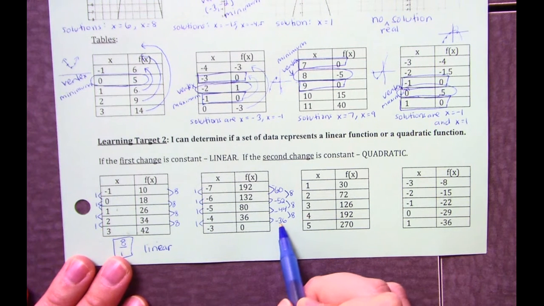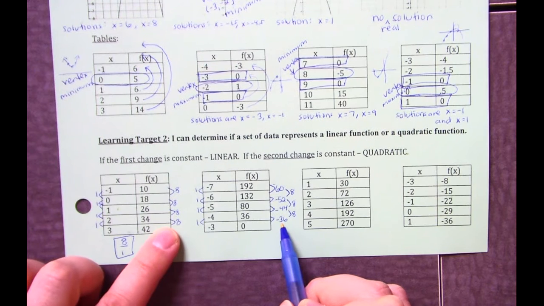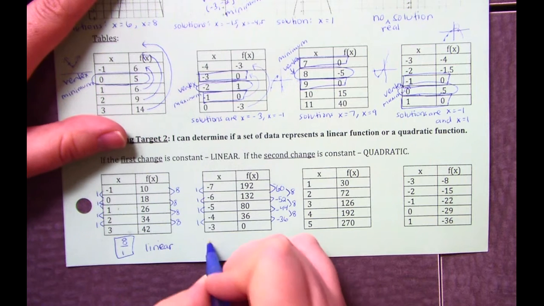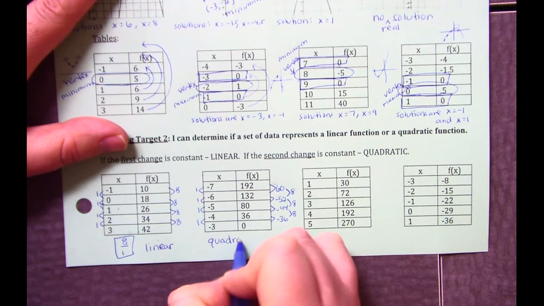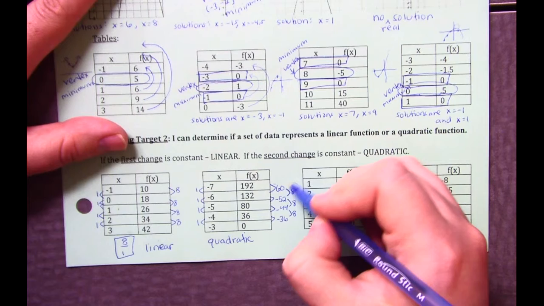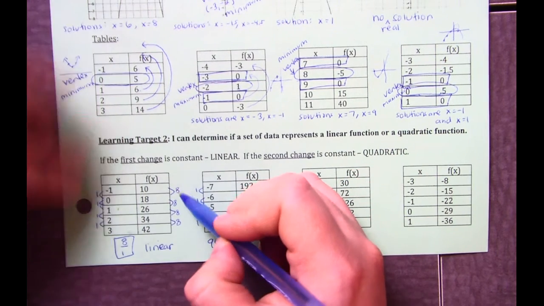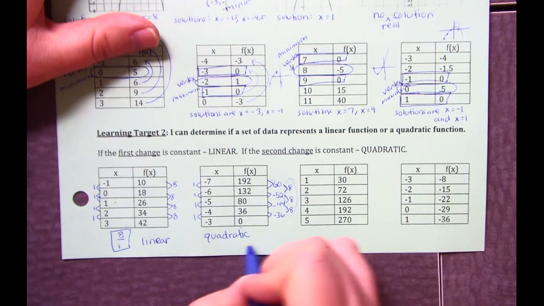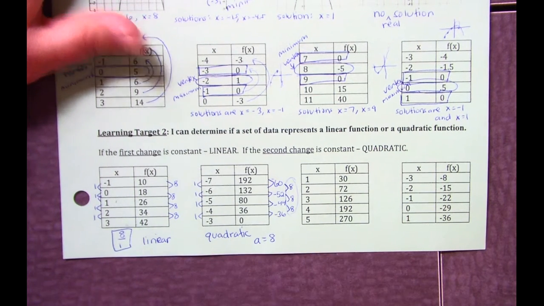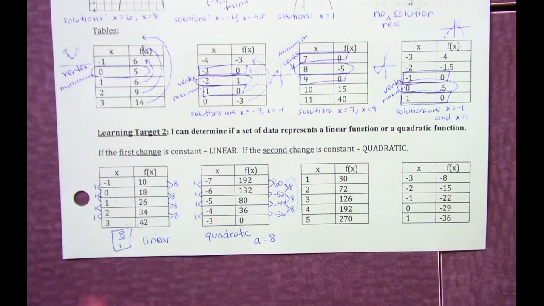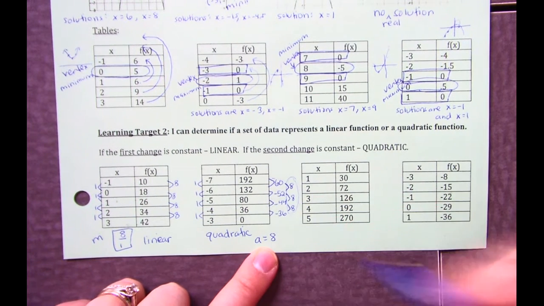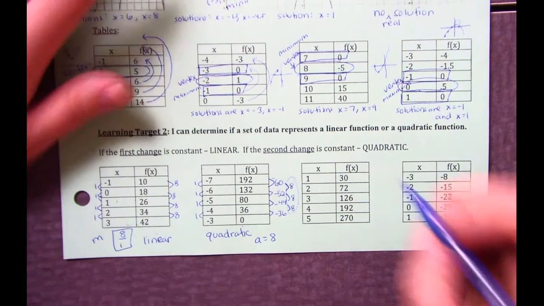If the first change is constant, it's linear, like it is over here. If the second change is constant, it's quadratic, like it is over here. And this second change value, just like how the change over here is the slope, we're going to call the A value. That's going to come in handy in the next few learning targets as we start writing quadratic functions. Just like the slope is the M, the second change is the A value in a quadratic function. Let's take a look at this one.